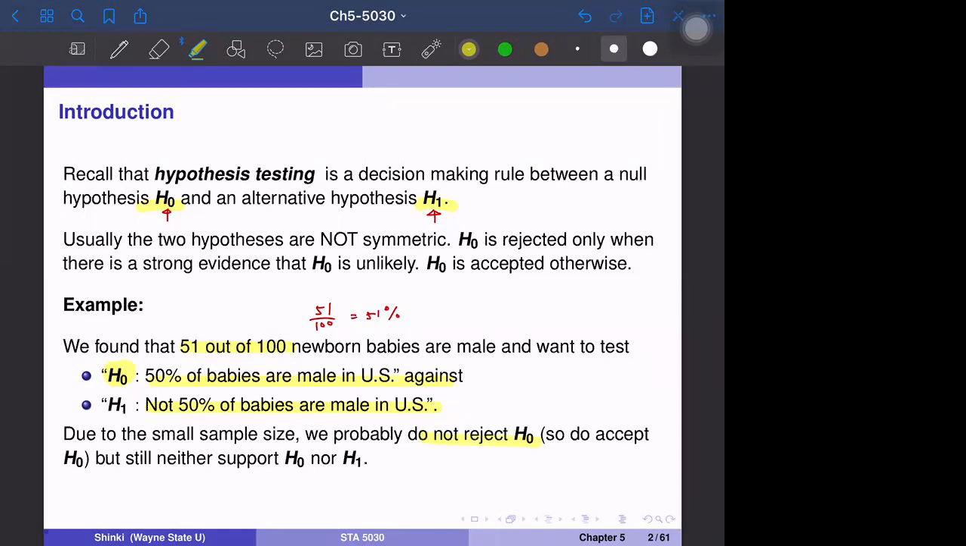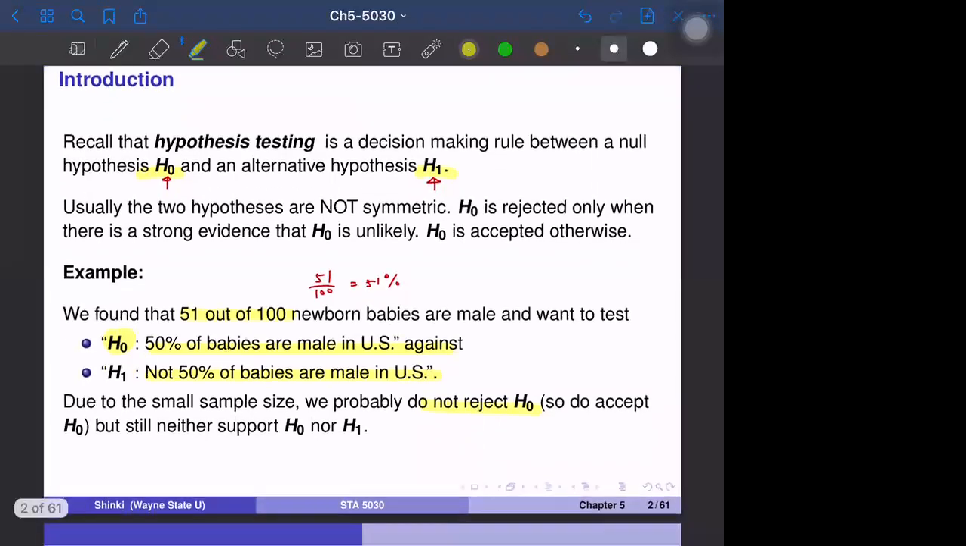So that means we are kind of accepting H0. We don't say we accept H0, but we don't reject H0. So, but that means we still neither support H0 nor H1. So do you know are there more male babies or female babies? Actually, we have more male babies. Probably, genetically male is weaker than female. So 51%, probably a little less than 51%, but actually the proportion is not 50% in the entire population.